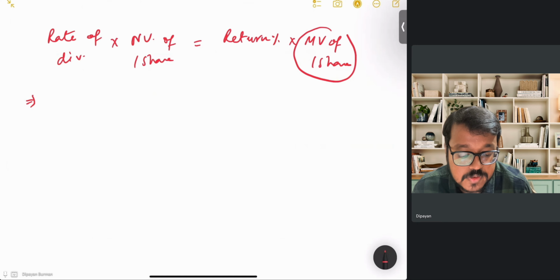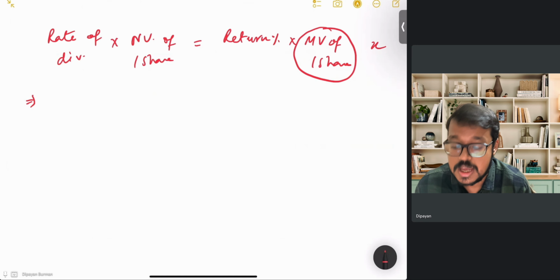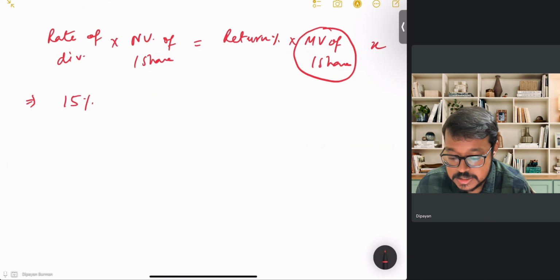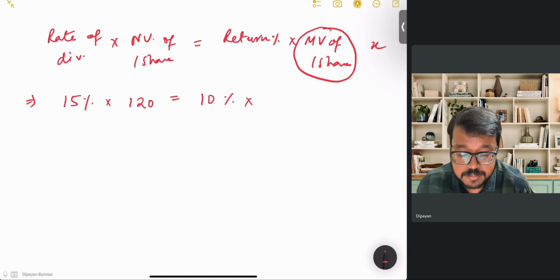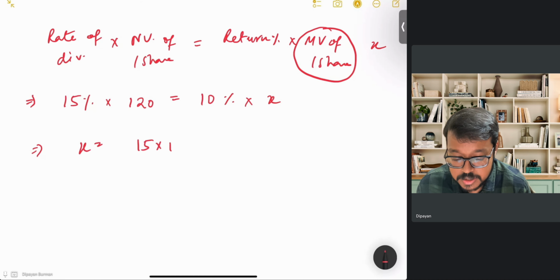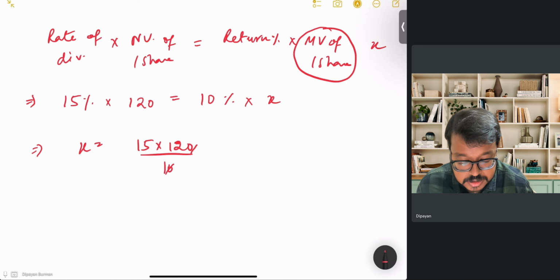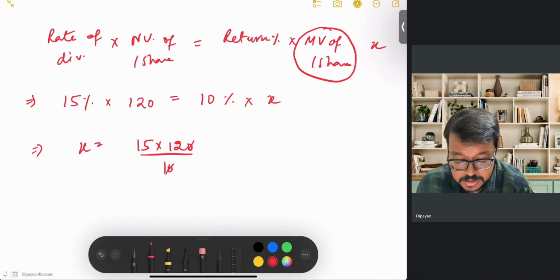So market value of each share, let it be X. Then plug in all the other values. Rate of dividend was 15% and nominal value of each share was 120. So that is equal to return percent 10% into the market value X. So X will be equal to 15 into 120 by 10, and 15 into 12 is again 180.